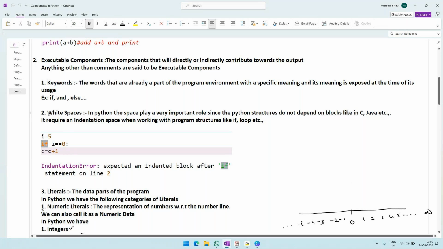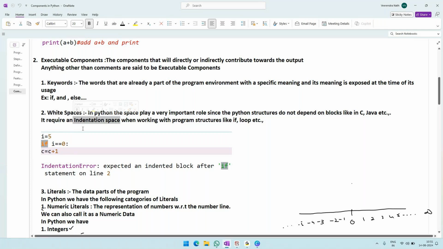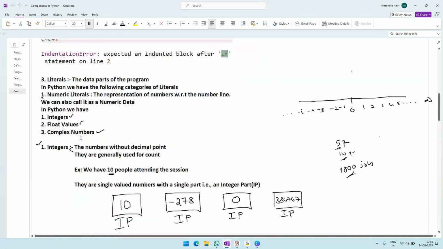Next we are talking about white spaces. White spaces are nothing but the spaces in the program, which we generally call indentation space. Indentation space means the space which is important in structural programming. For example, if I'm not having space here, it is going to give me some kind of indentation error.